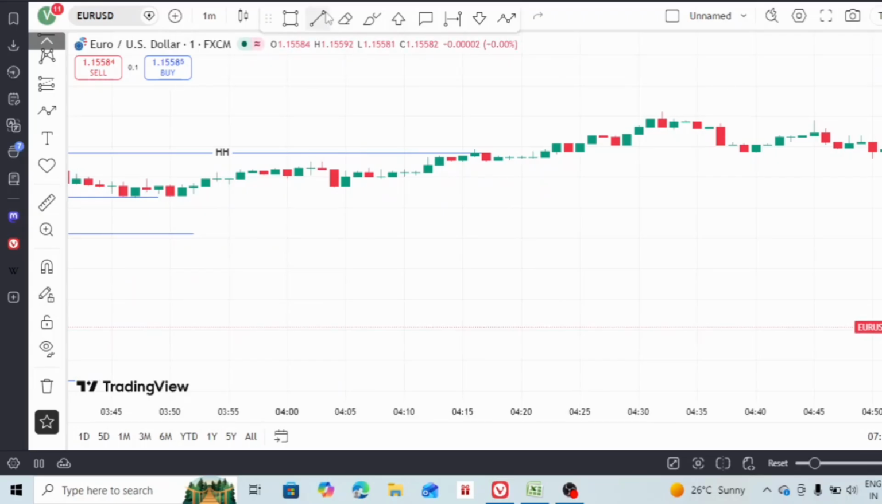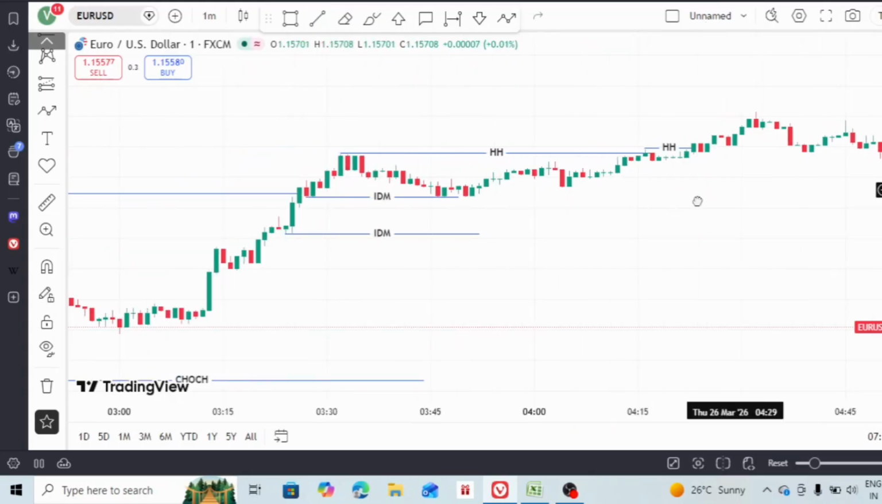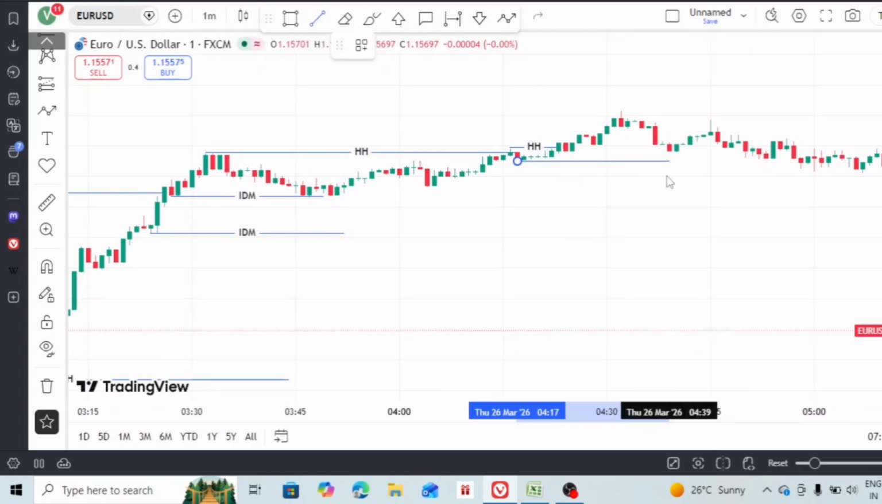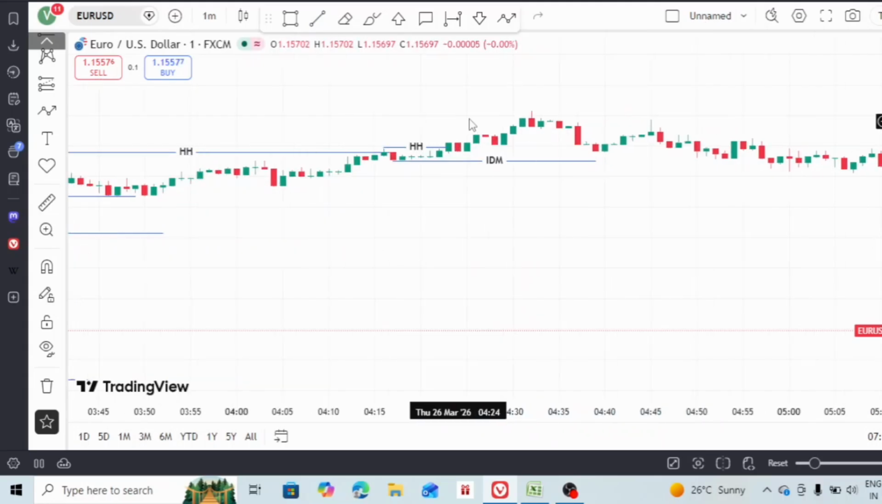So if we draw our level from here again, we have the breakout with the body here. So this is the higher high confirmed. Higher high confirmed, the first pullback. Where's the first pullback? This is the first pullback here. So this is our inducement, this is our inducement level.